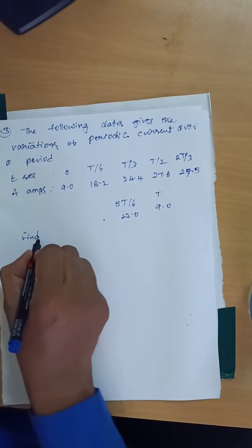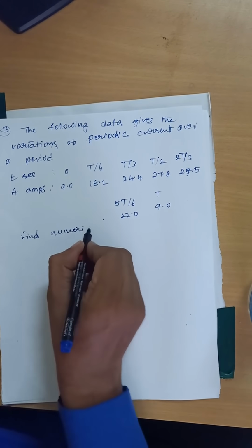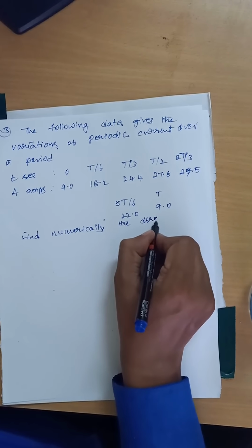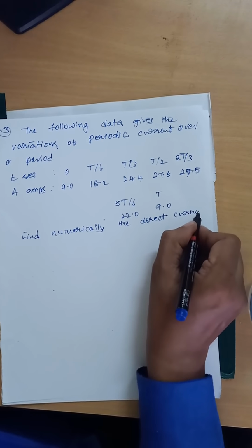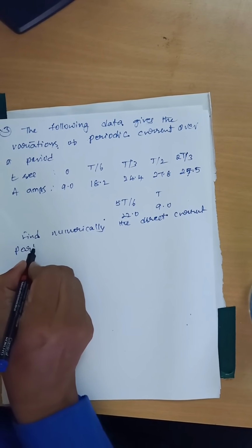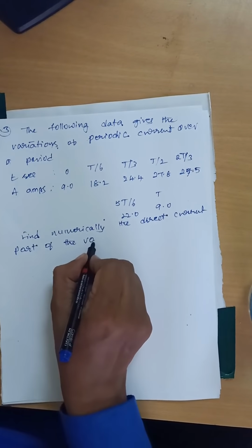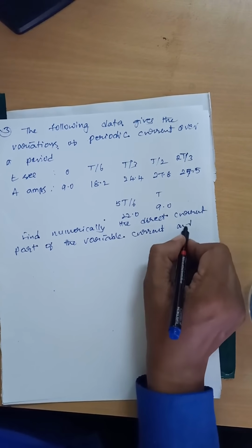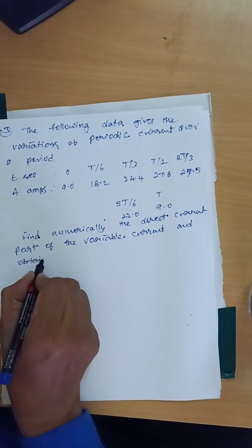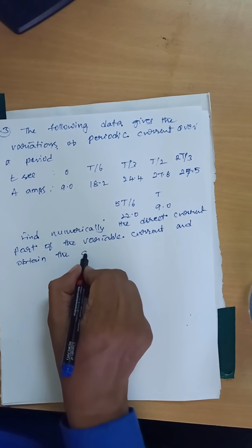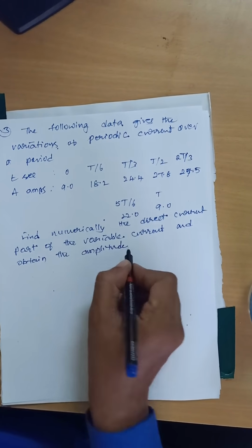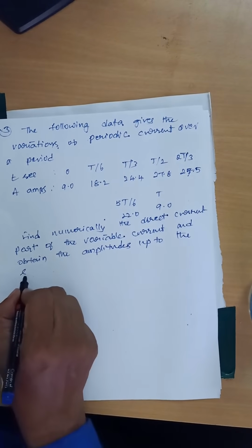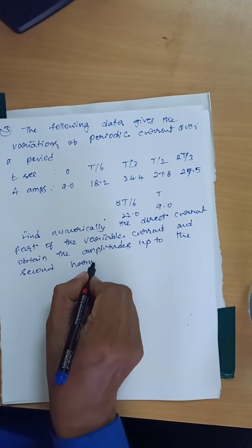Find numerically the direct current part of the variable current and obtain the amplitudes up to the second harmonics.